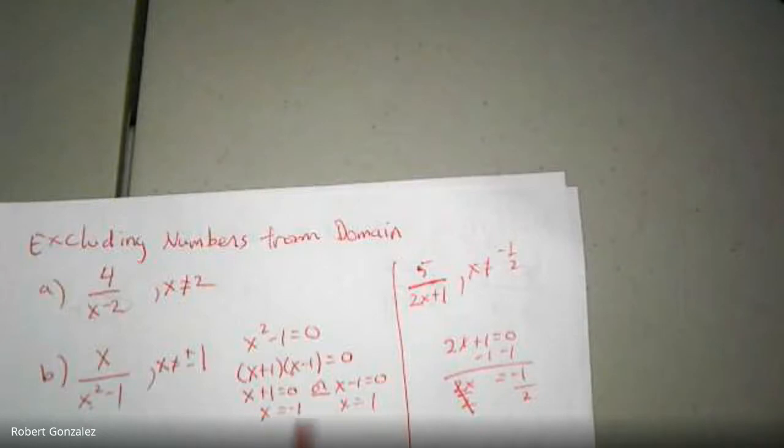Over here, the reason we did all this strange stuff is because we had a quadratic. When you have a quadratic in your denominator, you have to use quadratic methods to solve it. I used factoring and the zero product property. You could use the quadratic formula as well.